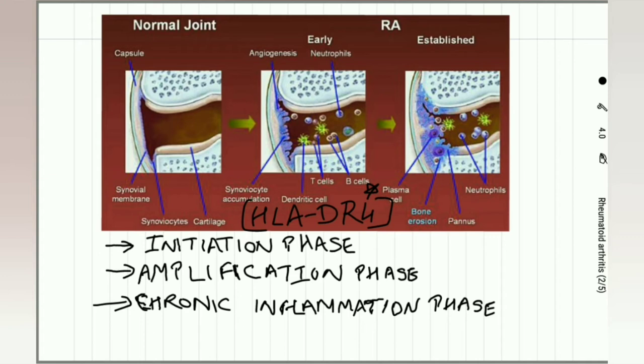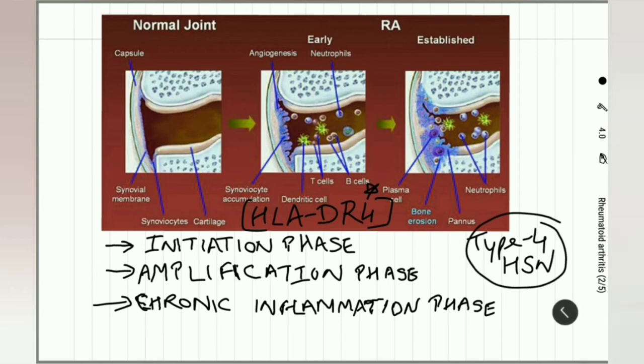And one more point we have to note here: rheumatoid arthritis is an autoimmune mechanism, and mostly it is a type 4 hypersensitivity. Very important point, it's a type 4 hypersensitivity. So now there are three phases: the initiation phase, the amplification phase, and the chronic inflammatory phase. In the initiation phase, mostly it is due to non-specific inflammation.